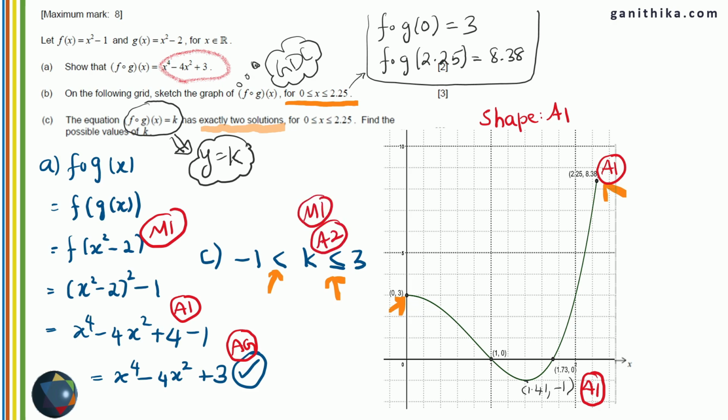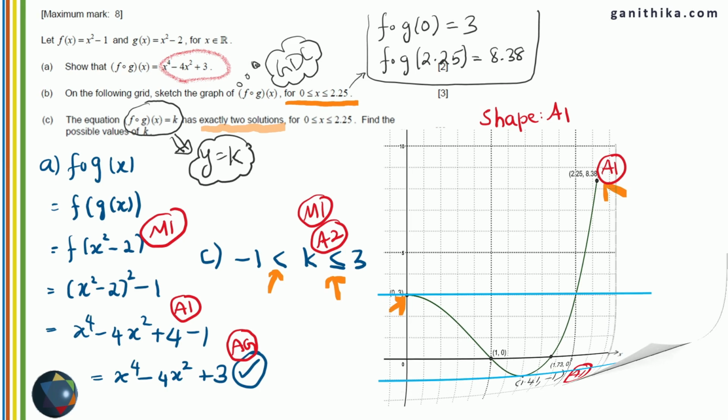So method 1 mark for any method you want to show, you can simply draw lines at y equal to negative 1 and y equal to 3 and show that at y equal to negative 1 it is one solution, and after that you have two solutions. So between these two lines you have two solutions for f of g of x is equal to k, and therefore it is negative 1 less than k less than or equal to 3, which altogether gives you A2 marks. Whenever you have A2 marks, it's A2 or A0, so be careful to write the inequalities clearly.